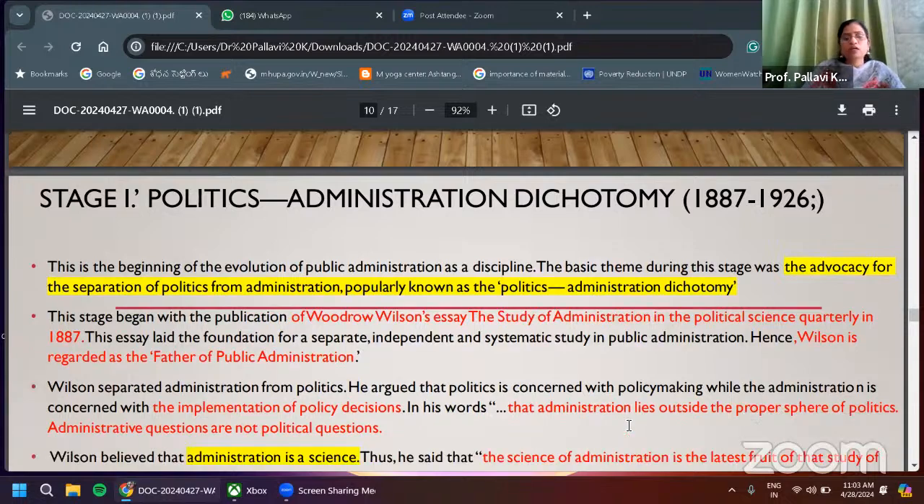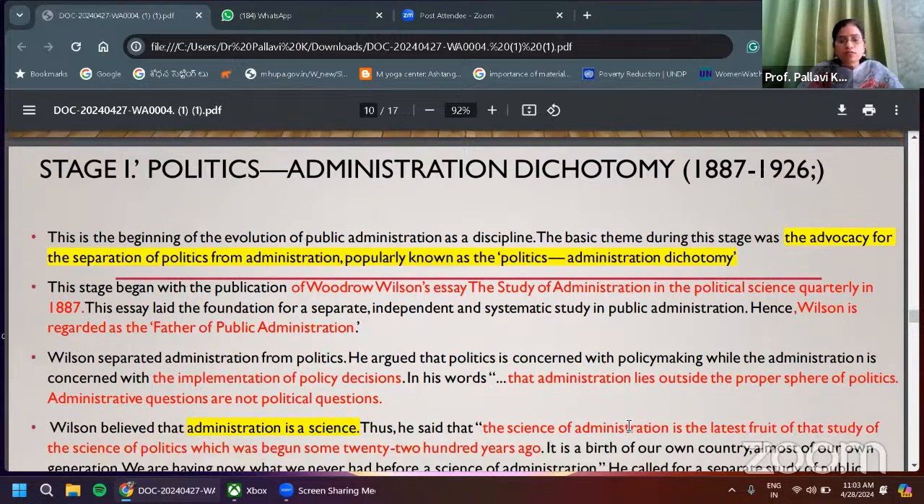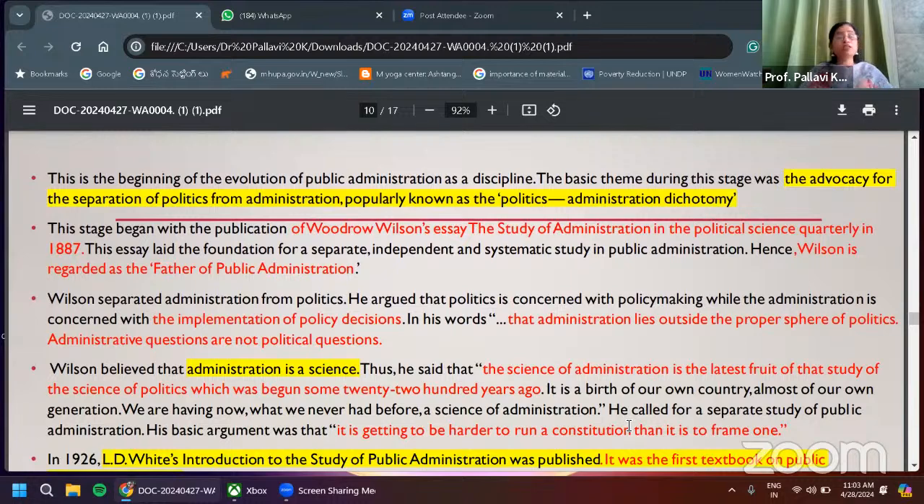Now, the basic thing is Woodrow Wilson's essay, that is The Study of Administration in the Political Science Quarterly. Political Science Quarterly was a journal. The concept was published in the year 1887, and he laid the major foundation, he encouraged a separate, independent, and systematic study of public administration. Therefore, that is the reason why Wilson is called the father of public administration.